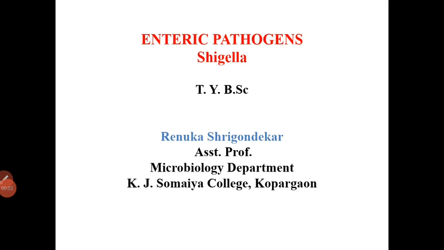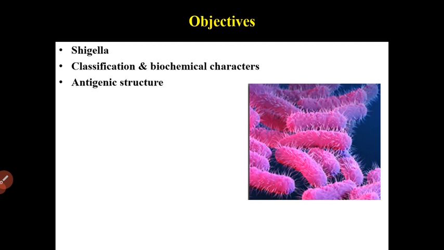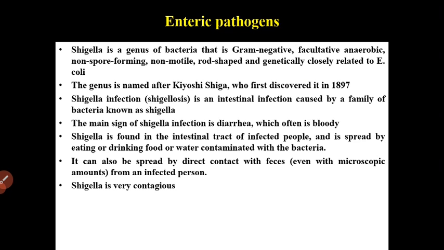Hello students. Now let's see the next enteric pathogen, that is Shigella. So our objectives are classification, biochemical characters, antigenic structure, viability characteristics of Shigella. Now Shigella.